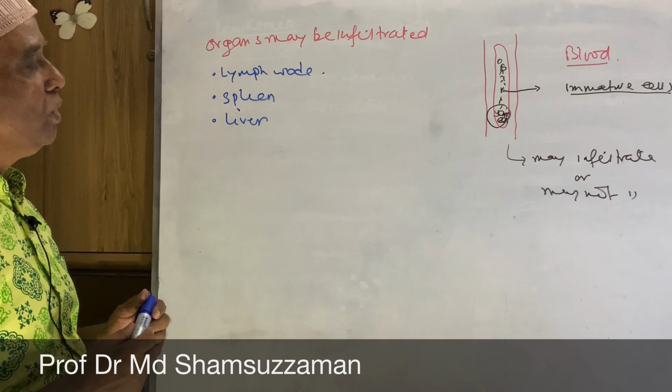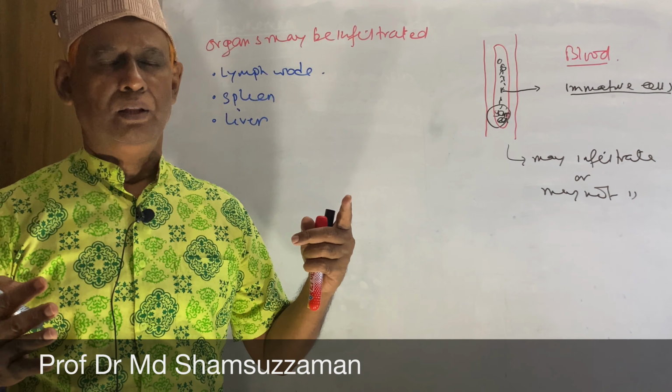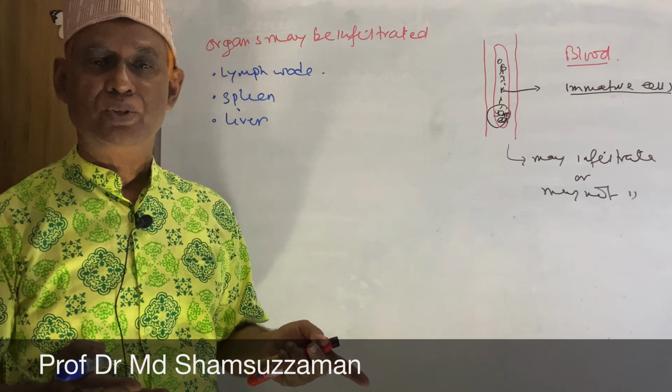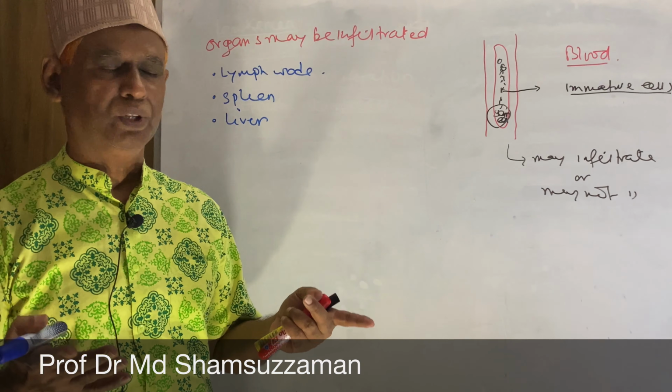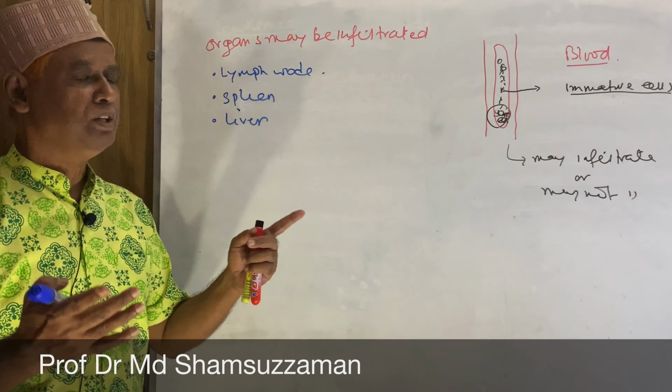Dear audience, you know in our normal physiological condition, there are RBC, WBC and platelet as the formed elements of blood. In a normal individual, there is no immature form of RBC or WBC in the blood. So normally there is no immature cell in our blood. But in leukemia, there are immature cells in the peripheral blood.